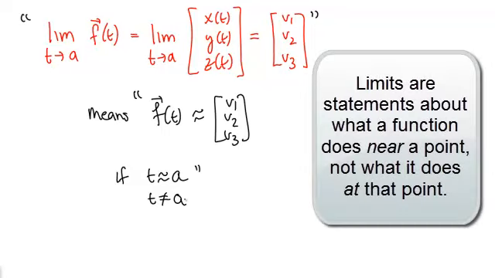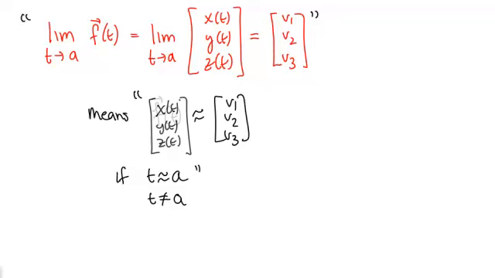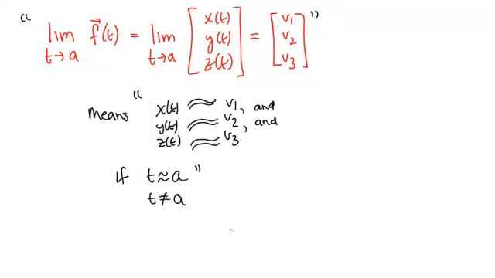Remember, limits are about what happens around a point. If I write down what f of t really is, it's the vector x of t, y of t, z of t. So we're saying that x of t, y of t, z of t is approximately v1, v2, v3 if t is approximately equal to a. But what does that mean? That means that x of t is approximately v1, y of t is approximately v2, and z of t is approximately v3 whenever t is close to a. If you think about it, each one of those statements is what it means to be a one-variable limit. And so this is how we're going to define a vector-valued limit.